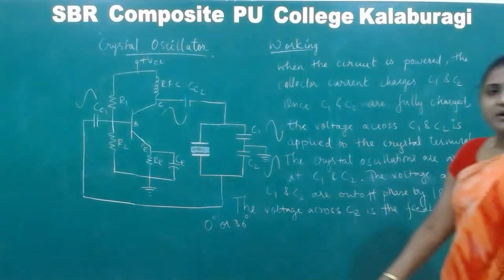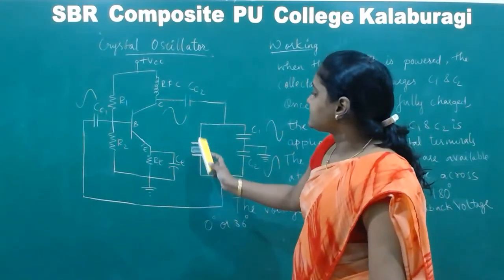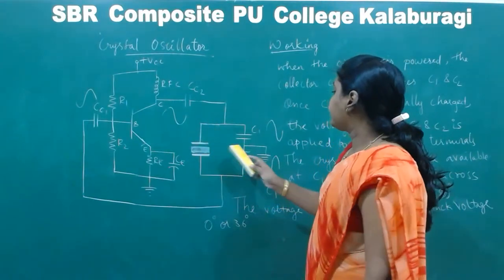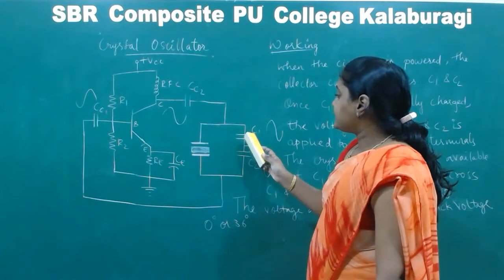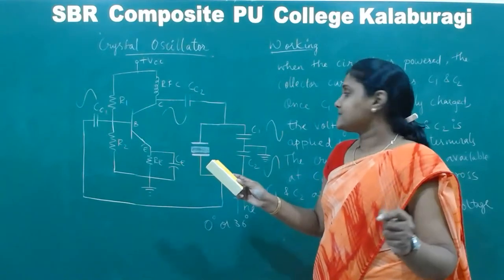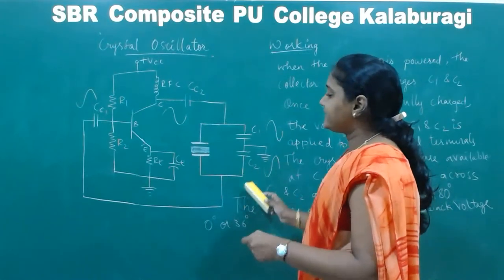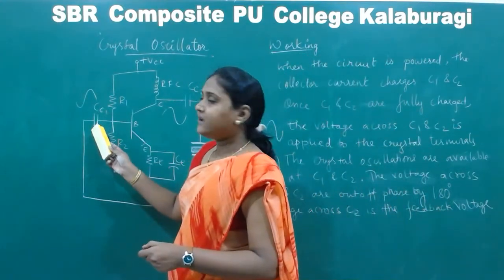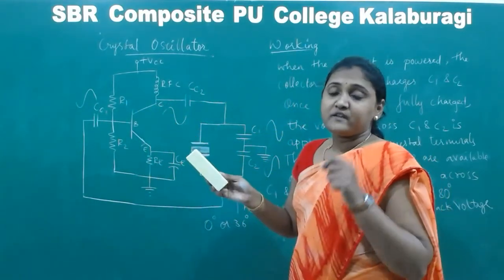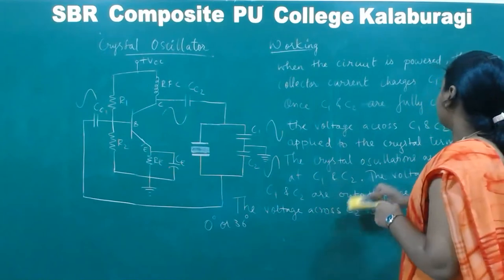Okay, so we have discussed the working here: the collector current charges the capacitors. The capacitor voltage is applied across the two terminals of the crystal. Once the crystal starts vibrating, it provides the oscillations to C1 and C2 that are 180 degrees out of phase. That out-of-phase signal is applied to the CE amplifier, which provides another 180 degree phase difference, giving a total phase difference of 360 degrees or 0 degrees. This satisfies the first Barkhausen criterion.